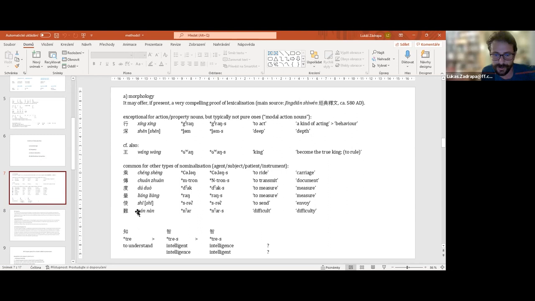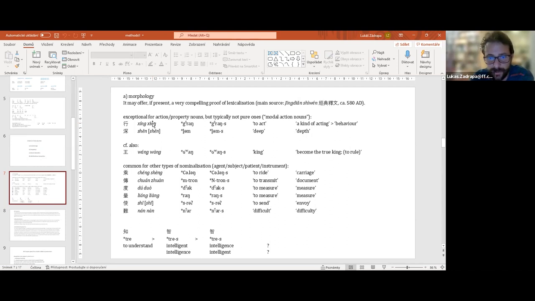And the same is true, for example, for adjectives such as nan, difficult, and difficulty, let us say. So it doesn't work, for example, for the real action nouns. But I can think of at least one that I have been using here consistently and all the time, and it is this xing and xing, where really xing is to act, and xing is behavior, a kind of acting. So it is not a pure action noun, but it is at least a modal noun, a kind of acting.